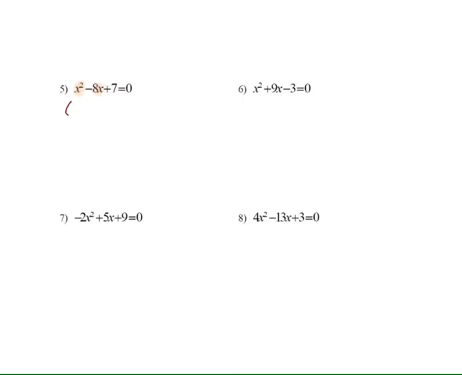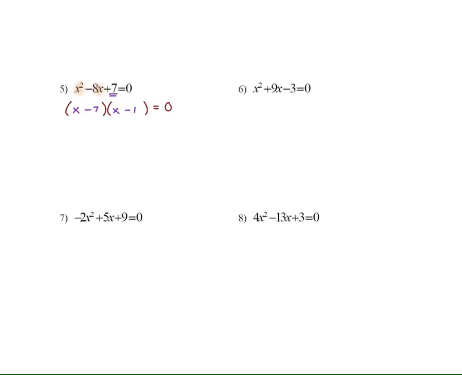So I'm looking for 2 binomials that multiply to get this expression. Should be equal to 0. What I notice is I have x and x, and then I need numbers that multiply to positive 7 but add to negative 8. The combination that works would be minus 7 minus 1. So I have my 2 binomials factored.